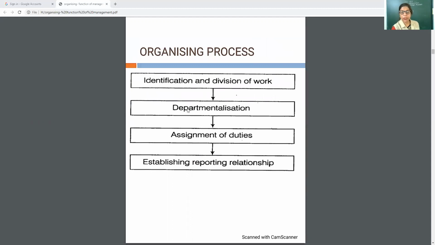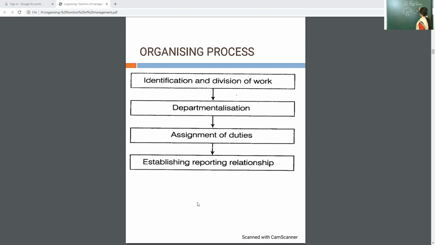So next is the organizing process. For the organizing process, one keyword is there: I, D, A, E. You can make the process in this way, or earlier I explained it to you in the stairs way, or you can make the diagram this way. You should make your answer presentable by different flow charts and different diagrams. See the process of organizing. I, identification and division of work. D, departmentalization. A, assignment of duties. Then E, establishing reporting relationships. So you can make the diagram this way, and if you don't want to make it this way, there are various other ways to present it.